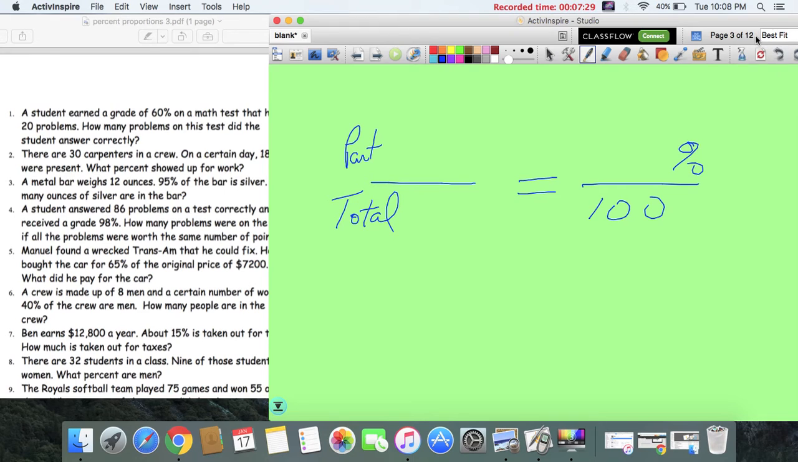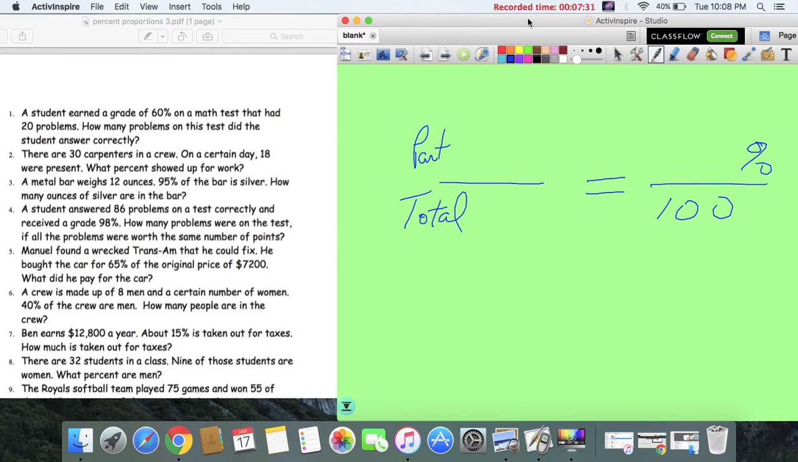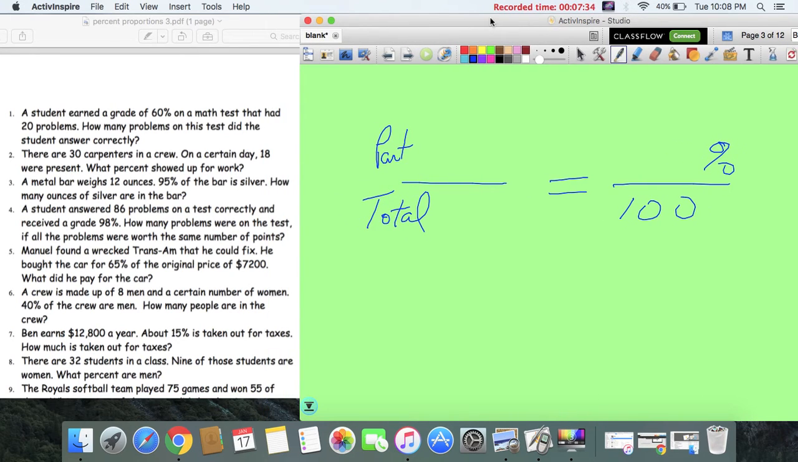A student answered 86 problems on the test correctly and received a grade of 98. So let's start filling things in. 98 is what he got. In order to get 98, he answered 86 problems correctly, but 86 out of what? We don't know, and I'm assuming that's what the question is asking. How many questions were on this test? He got 86 out of 88, out of 90, something really close, so that he got 100.